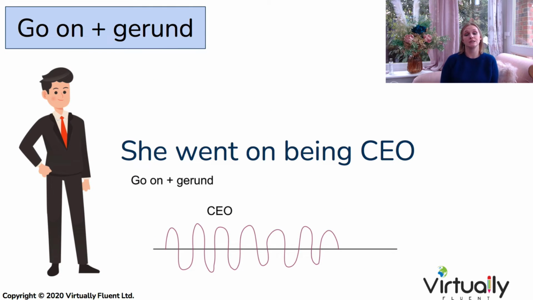However, when we use it with the gerund, it has the same meaning as to continue something. So there's no change from A to B. She went on being CEO. She was CEO before, and now she is also CEO. So there's no change with the gerund.